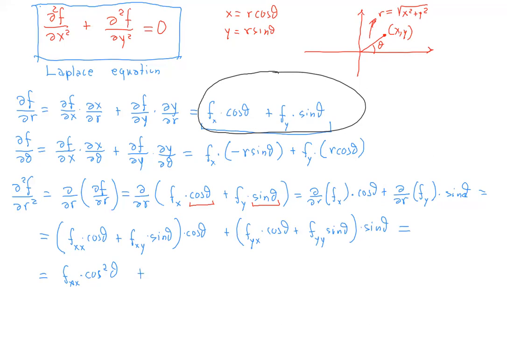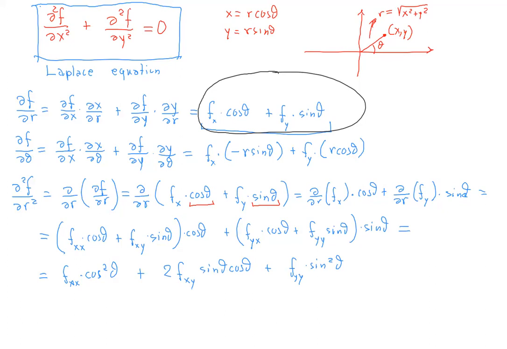So you will have two of the following things: f sub xy sine theta cosine theta plus f sub yy times sine square of theta. So this is the second order partial derivative for f with respect to r twice.